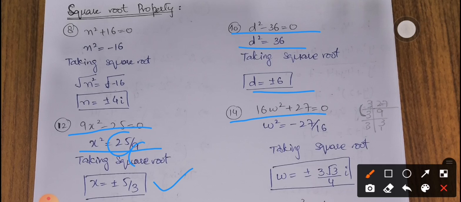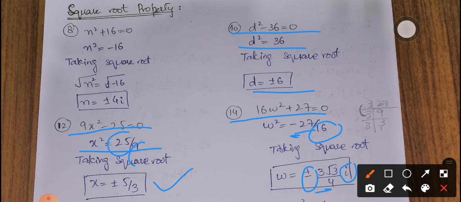16 w square plus 27 is equal to 0. Now w square is equal to minus 27 over 16. By taking square root, because we are having a negative term in the square root, we must have iota over here, plus minus, and the square root of 16 will be equal to 4, and for the square root of 27 we may use a calculator, or you can solve it on your own.